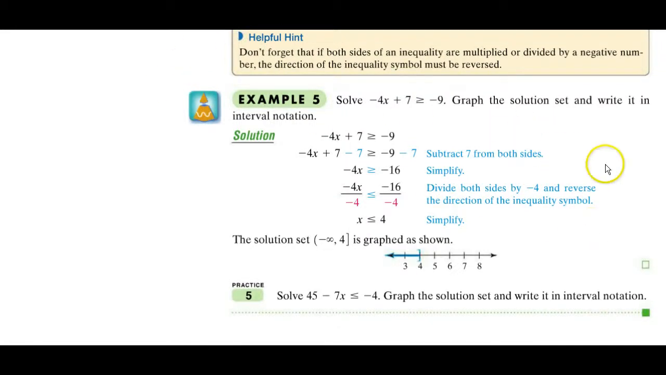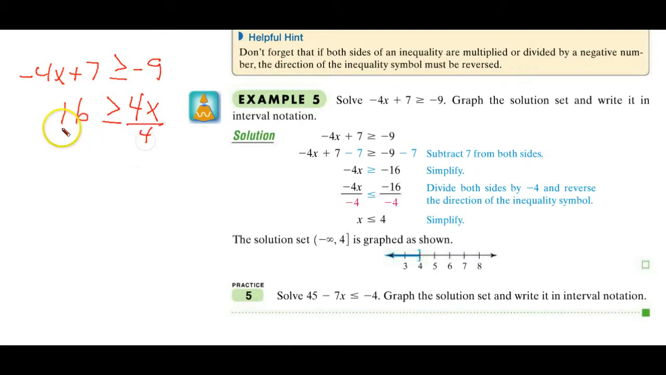Now, there is a little workaround that I'll show you right here. So negative 4x plus 7 is less than or equal to negative 9. Now notice if we transpose this negative 4x to the other side, that just becomes a positive 4x. And we transpose that, that's going to become a positive 9, and this gives us a 16. And if we now divide by 4, we get x is less than or equal to 4, which is what they have right here.